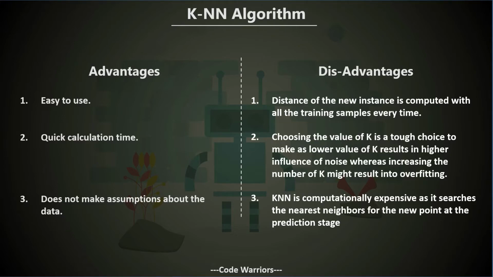After this, the third point is that KNN is computationally expensive as it searches for the nearest neighbors for the new point at the prediction stage. So this point is also very true. Whenever a new data point is introduced at the prediction stage, we have to calculate the neighbors for the new data point, and for calculating the neighbors we use the distance formula, so it will also take a large amount of time for calculating the distance of the nearest neighbors. So these are the advantages and disadvantages of the KNN algorithm.